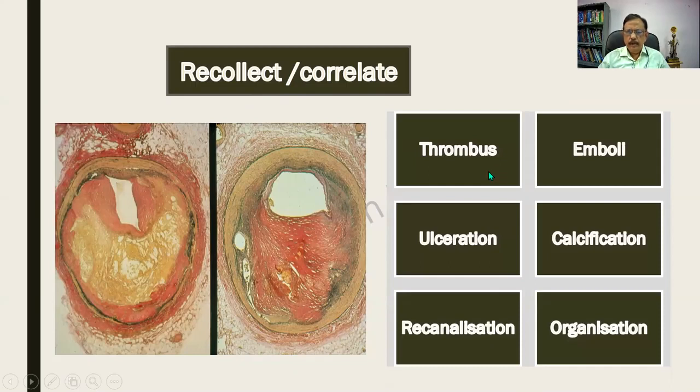There is a thrombus formation, embolism can be there, ulceration is one of the complications, calcification, and look at this place, you find that there are canals. We call it recanalization. Sometimes there can be organization. This is more of an answer for an atherosclerosis or a thrombosis. Please do remember, one question leads on to the other.